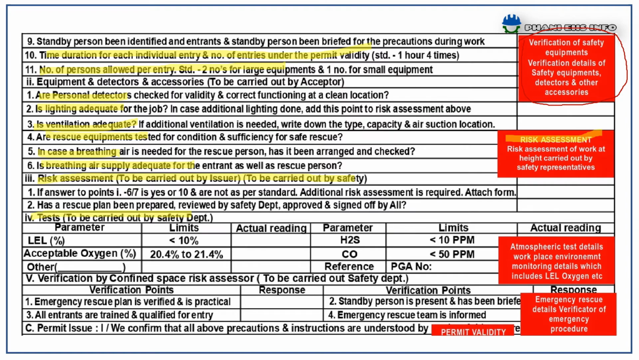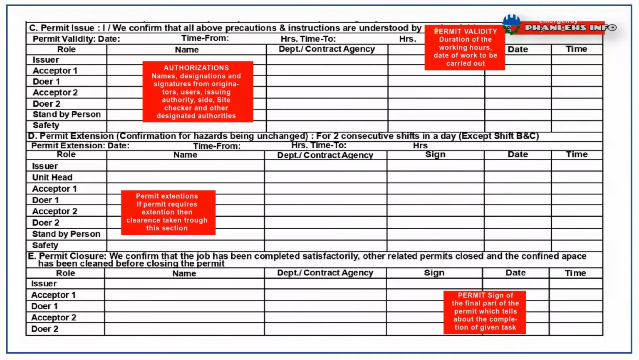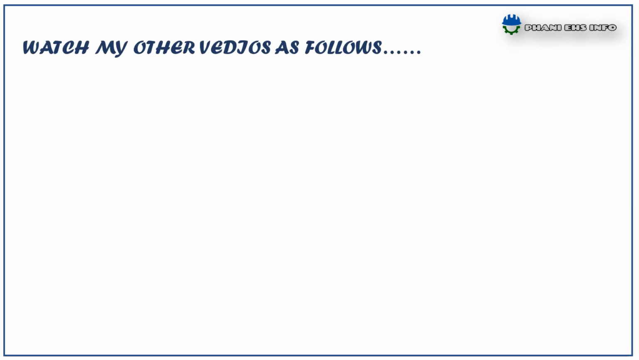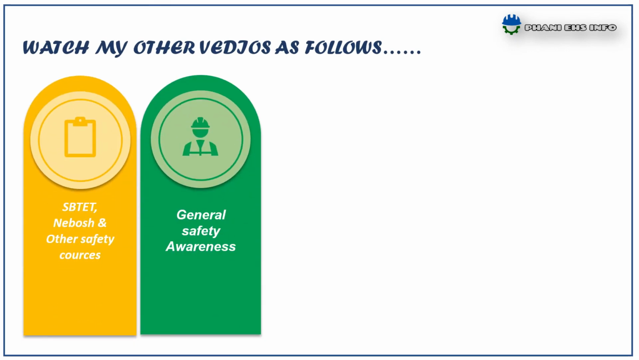Next, permit validity, duration of the working hours, date of the work carried out. Next, authorizations, names and designation, signature from the originators, users, issuing authority, site checkers and other designated authority. Next, permit extension. If permit requires extension, then clearance is taken through this section. And last, permit sign off, the final part of the permit which tells the completion of the given task. This is about confined space entry work permit.